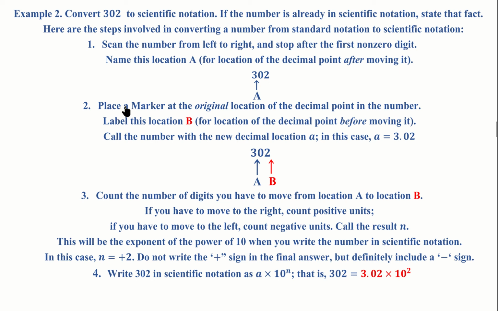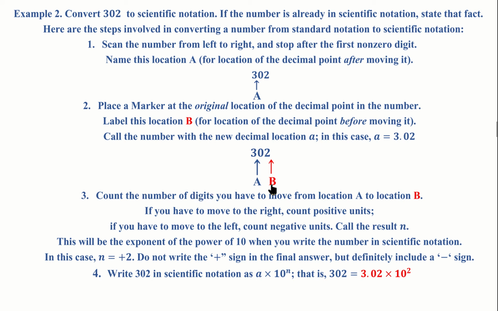Now, we'll also place a marker at the original location of the decimal point. Remember, when you look at 302, you're saying there is no decimal point. Well, it's a whole number. There's always a decimal point. It's just that if it's a whole number, it comes after the rightmost digit. So it's right there. So we put a marker there. This is the original location of the decimal point before we move it in order to put it in the right format for scientific notation.